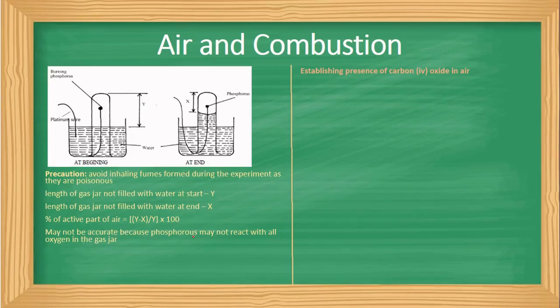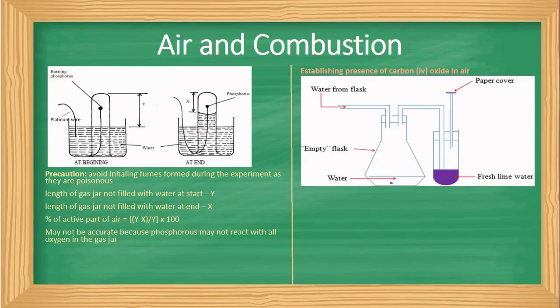We move now to an experiment to establish the presence of carbon 4 oxide in air. This is done through a setup like shown in the diagram I'm presenting, where water is forced into the flask, maybe water from the tap, and then when the water is forced into the flask, air is pushed from the flask to the boiling tube, where fresh lime water is contained. There is some paper cover at the other opening of the boiling tube, just to ensure that no air enters the boiling tube.